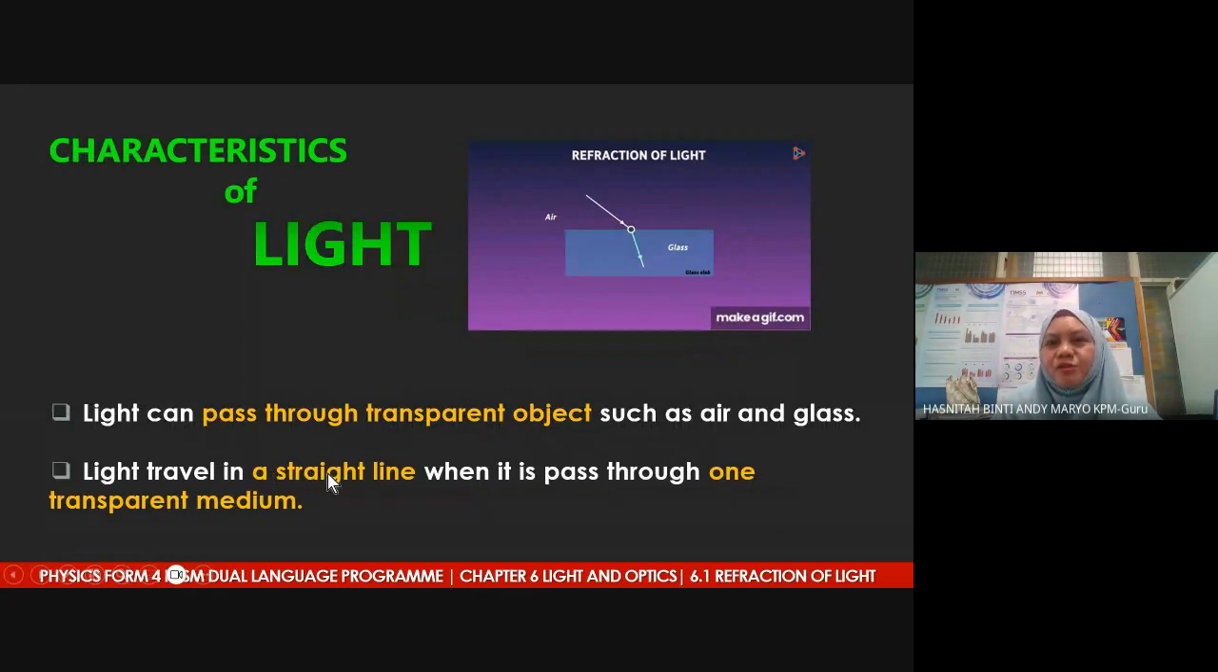When light travels in a transparent medium or transparent object, it travels in a straight line. You can see in the air, it travels in a straight line. Entering glass, you can see the direction changes, it bends, but still in a straight line motion. So light travels in a straight line when passing from one transparent medium to another.